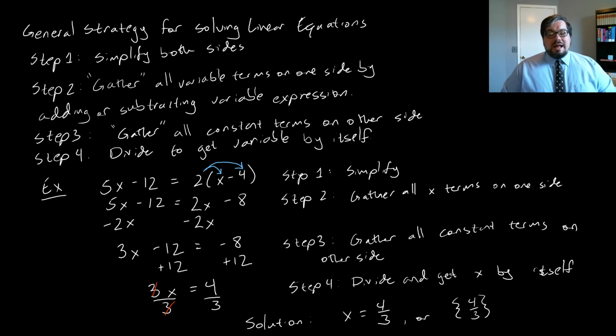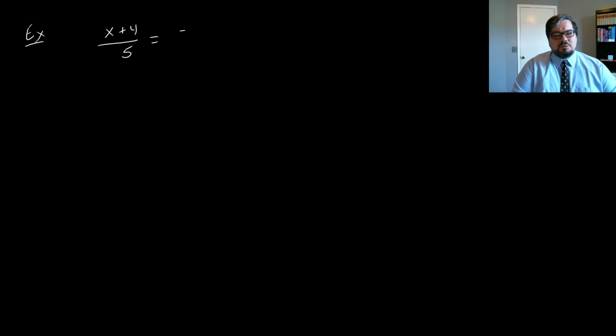So this strategy will actually allow you to solve any linear equation whatsoever. However, as I mentioned, it's not always the most efficient way of getting to your answer. Let's see an example where we're not going to use this exact sequence of steps, but we are going to use the ideas behind this general strategy of getting the variable x by itself. Let's look at another example. Let's look at the equation (x plus 4) divided by 5 equals 3.